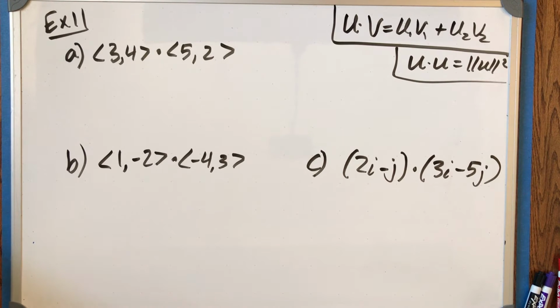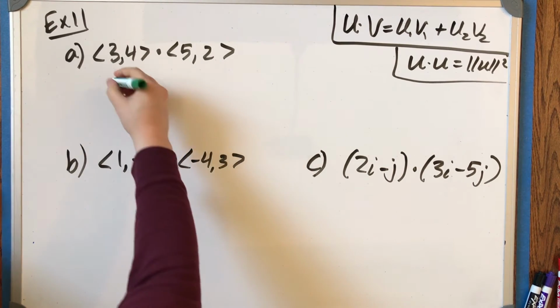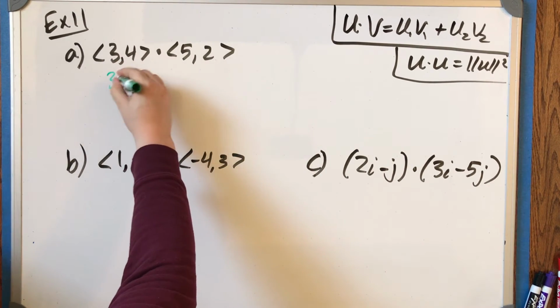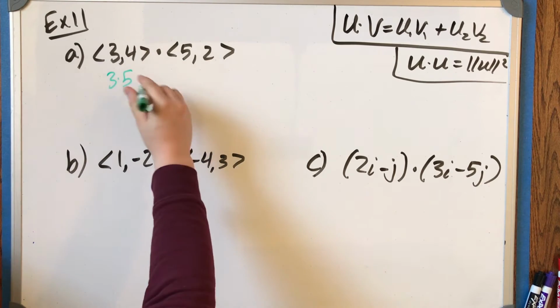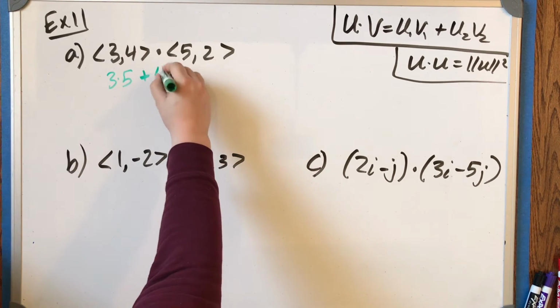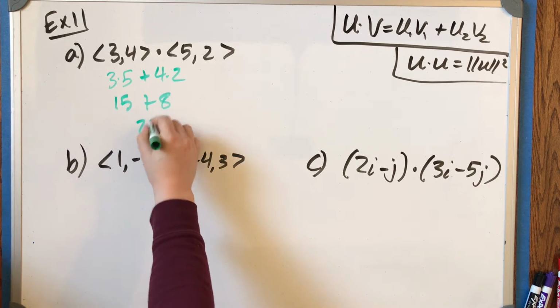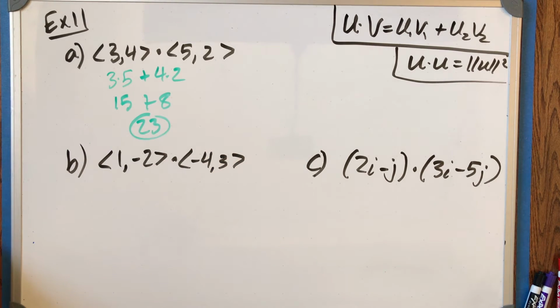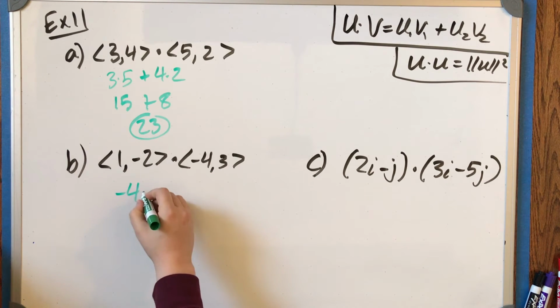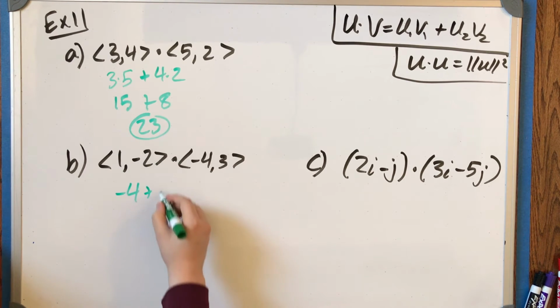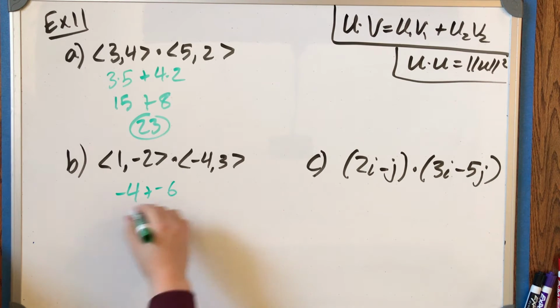For example 1, we're just going to apply the dot product formula to it. So I'm just going to do 3 times 5, and I'll do it kind of long-winded, especially this first time. So 3 times 5 plus 4 times 2. So that's going to be 15 plus 8, which is 23, the last time I checked. So same idea, 1 times negative 4, and then I'm going to add that with negative 2 times 3, so negative 6, so I get negative 10.